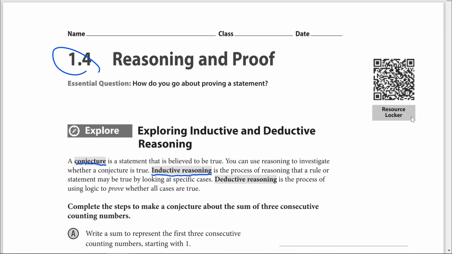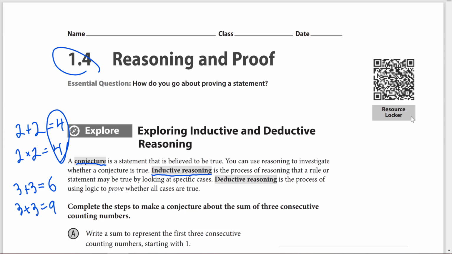For example, I could say, you know what? 2 plus 2 equals 4, and 2 times 2 equals 4. So then if I take a number and add it to itself and then multiply it by itself, I'm going to get the same answer. But that's not always true. For example, if I do 3 plus 3, that's going to equal 6, and 3 times 3 equals 9. So the danger of inductive reasoning is that you may come up with a rule that doesn't actually work for every single scenario.